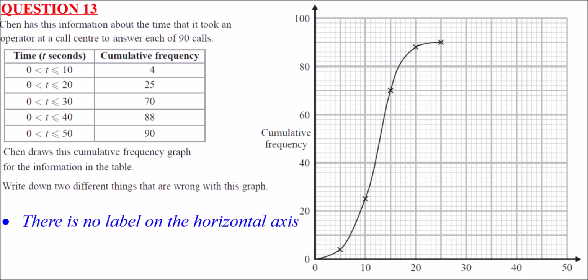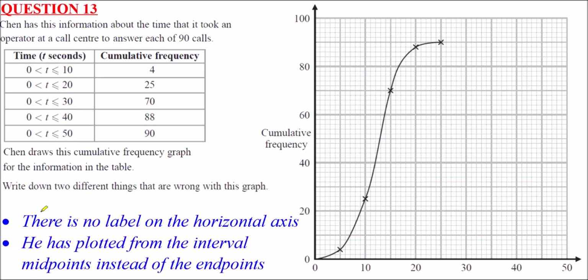The second thing that's wrong is you need to remember cumulative frequency is always plotted from the endpoints. So it should have been plotted from 10, 20, 30, 40 and 50. So that cross there should have been here, and so on and so on. So actually what's happened is, without doing it intentionally because it's a mistake, Chen has actually just squished this in too much. It should be this way, and the reason for that mistake is Chen has plotted from the midpoints. He's plotted 5, 10, 15, whereas you need to plot from the endpoints instead. So that's the second mistake we need to say. So then we just say he's plotted from the interval midpoints when he should have plotted from the endpoints instead.